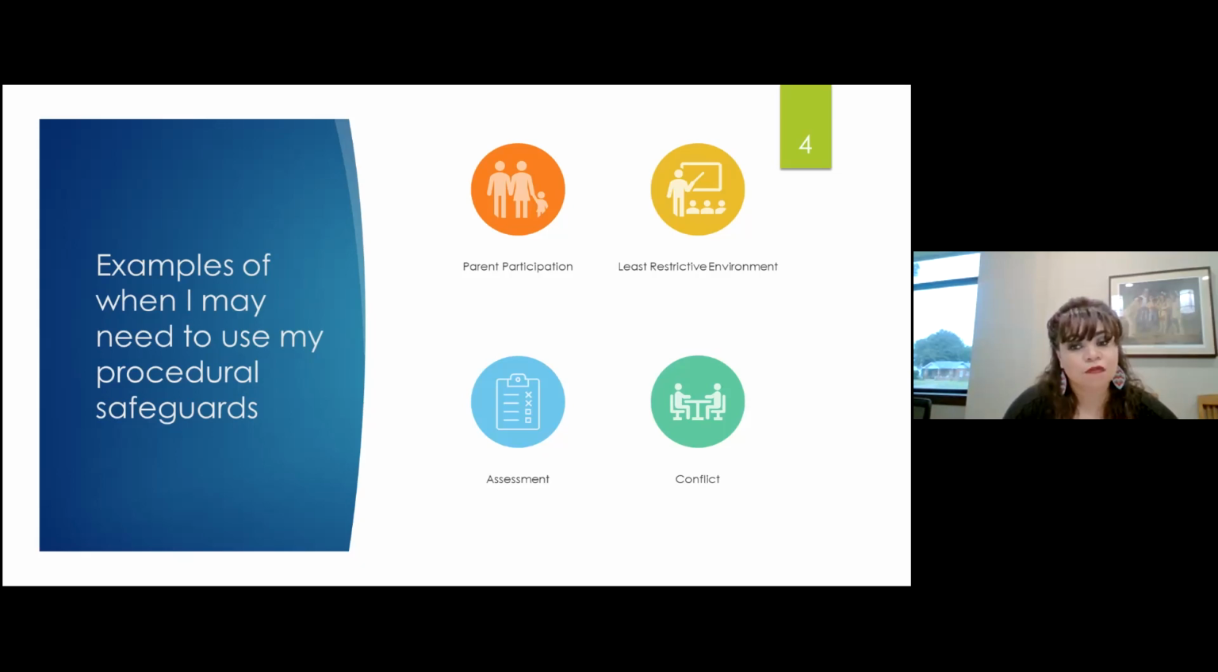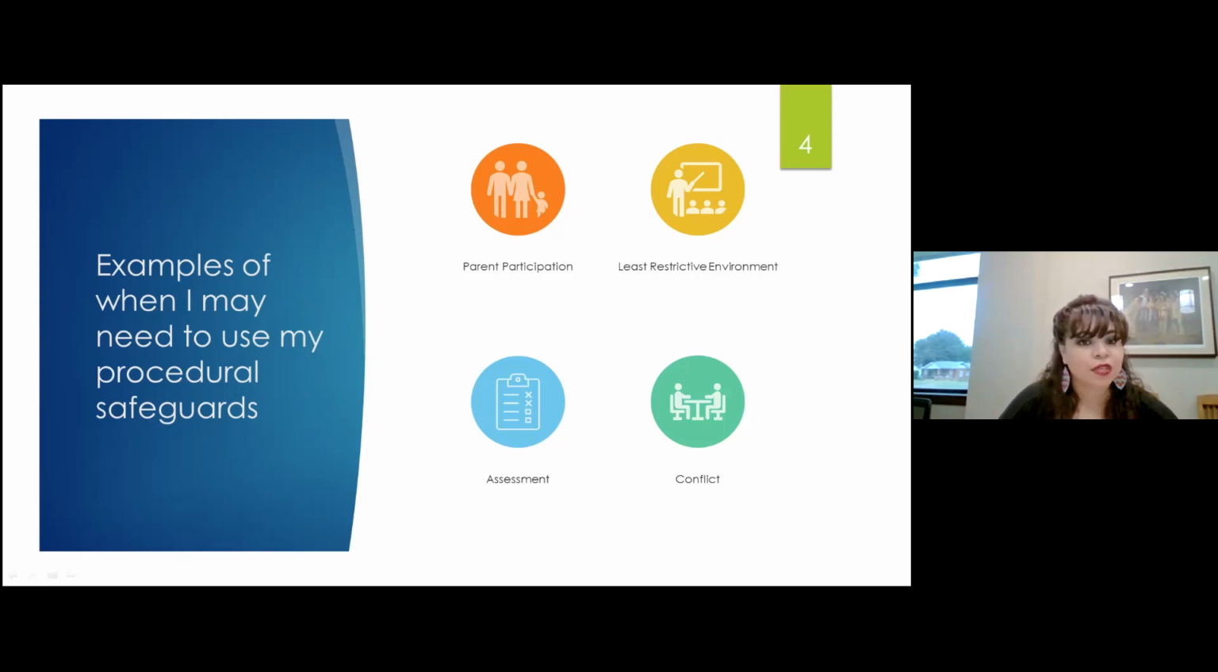Then there's conflict. So anytime that you are in a disagreement with the school, or there is just conflict within certain parties within the IEP team, and you have tried all the other avenues to make that better, you're also then able to use a procedural safeguard, where if you need a third party to come in to help facilitate that relationship. These are all examples. There's many more of when you may need to use a procedural safeguard.